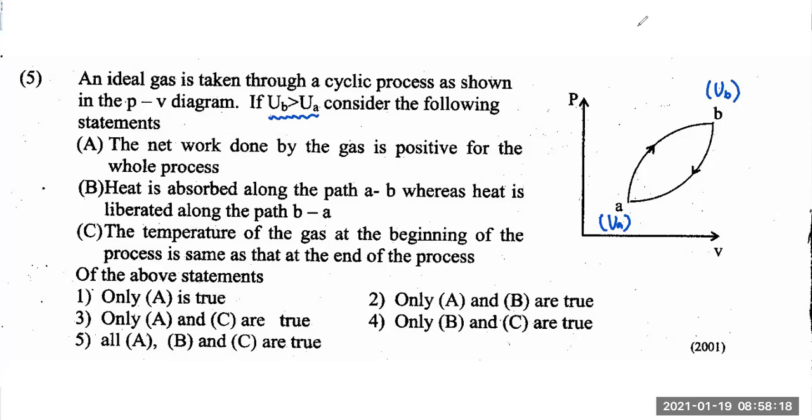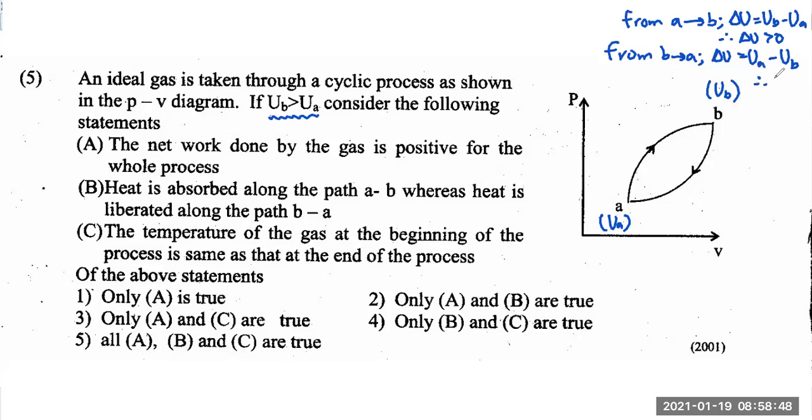From A to B, delta U is going to be plus, because delta U from A to B is UB minus UA, final minus initial. Therefore, it should be a positive value. On the other hand, when you go from B to A, delta U is UA minus UB, final minus initial, so for that process delta U is negative.